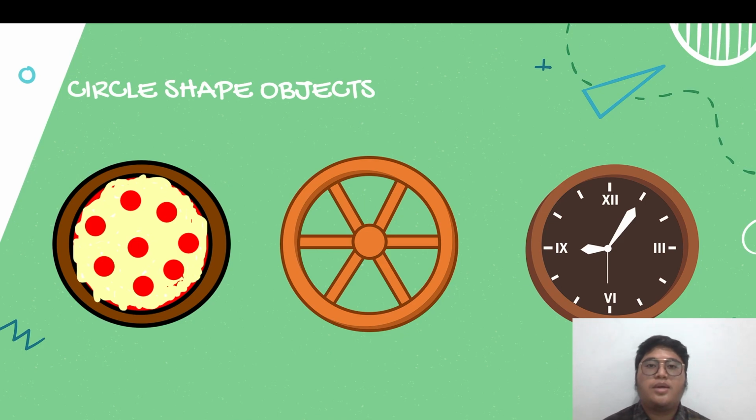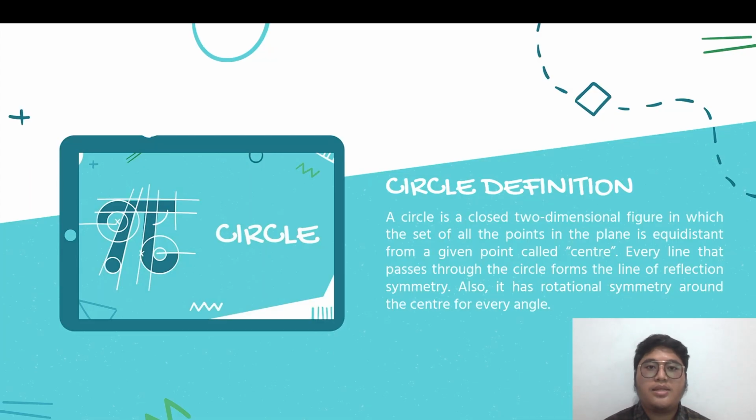Now, let's discuss about circle from the mathematical perspective. The first is the circle definition. A circle is a closed two-dimensional figure in which the set of all the points in the plane is equidistant from a given point called center. Every line that passes through the circle forms the line of reflection symmetry. Also, it has rotational symmetry around the center for every angle.